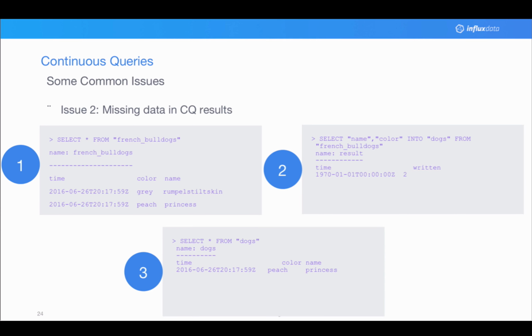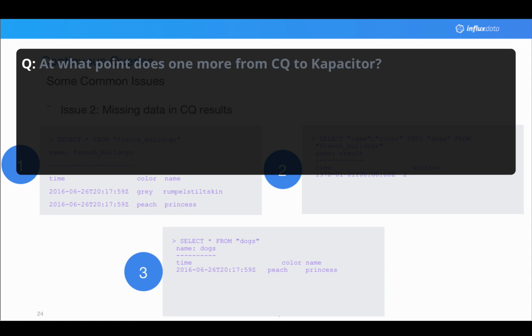Also, large numbers of fields. It's difficult to understand what's happening there. Maybe you want to apply different downsampling techniques to different fields within the same measurement. Then you've got to write a custom CQ. So we're working on solving those problems, and that is definitely on our roadmap.